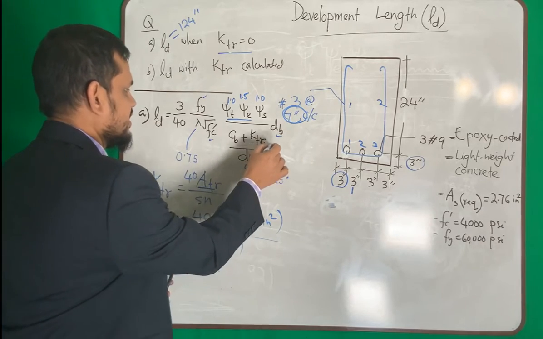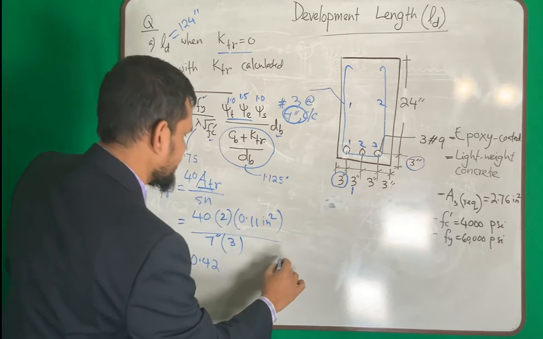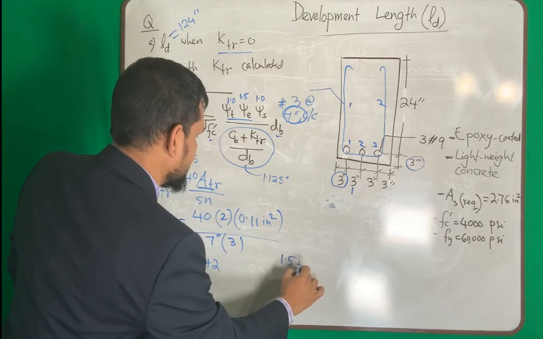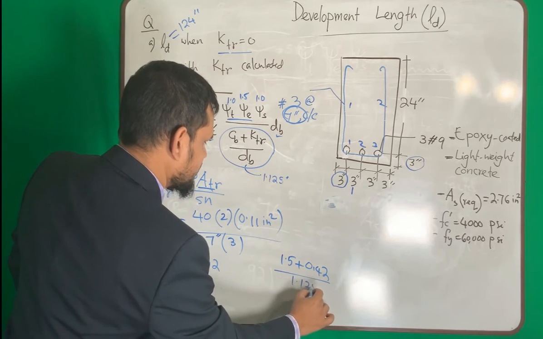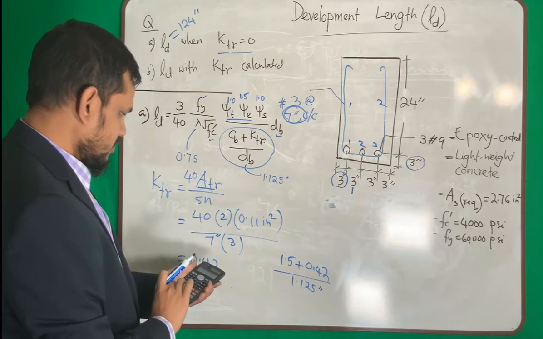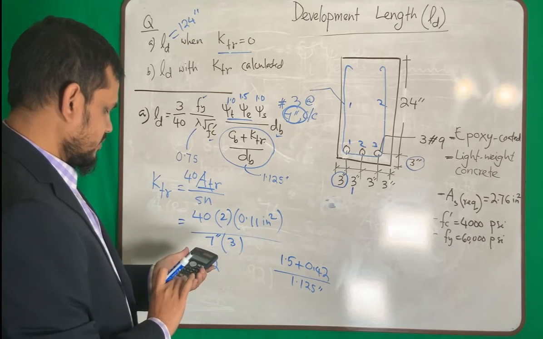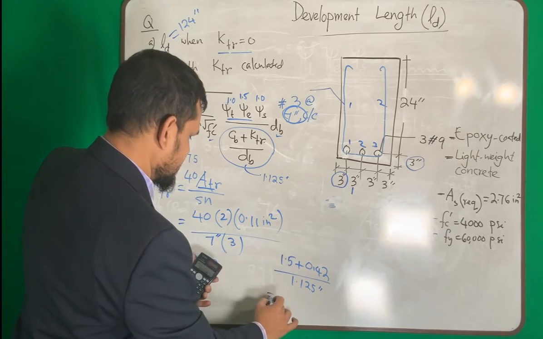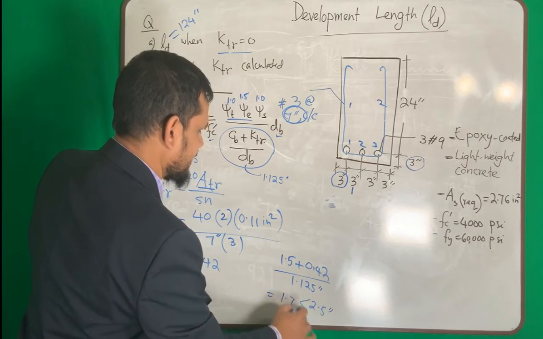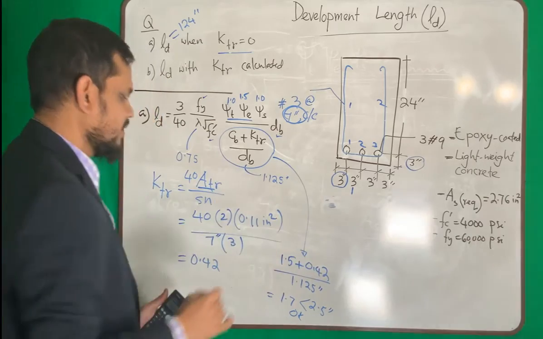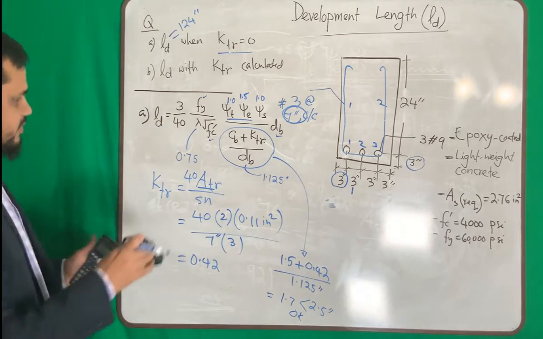Now this portion, we know, cannot exceed 2.5. So what is this value? CB was 1.5, KTR is 0.42, diameter of the bar is 1.125. What is this value? 1.5 plus 0.42 divided by 1.125. So this value is coming 1.7. Yes, it is less than 2.5. Okay, so we are done.